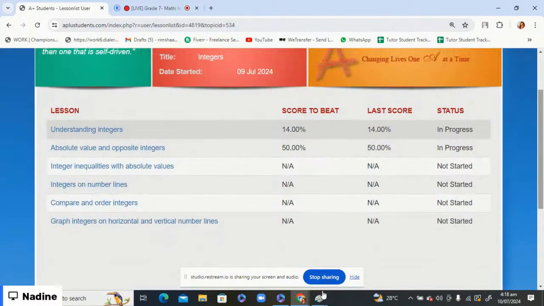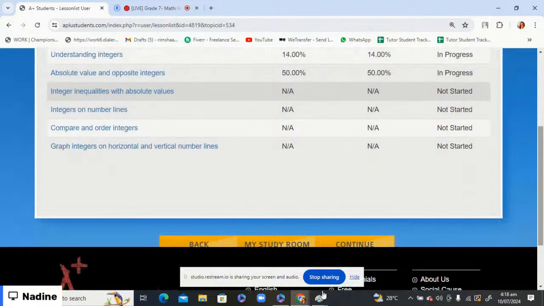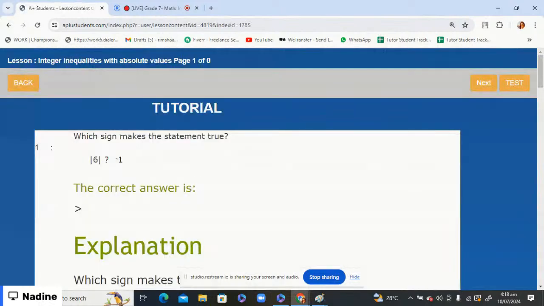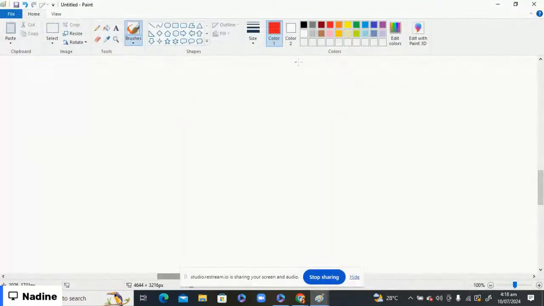That is integer inequalities and absolute values. So here are the questions. What are integer inequalities? What does it mean? For example, you are going to put three signs here: greater than, less than, and equal. Okay, these are the three signs that you are going to put.